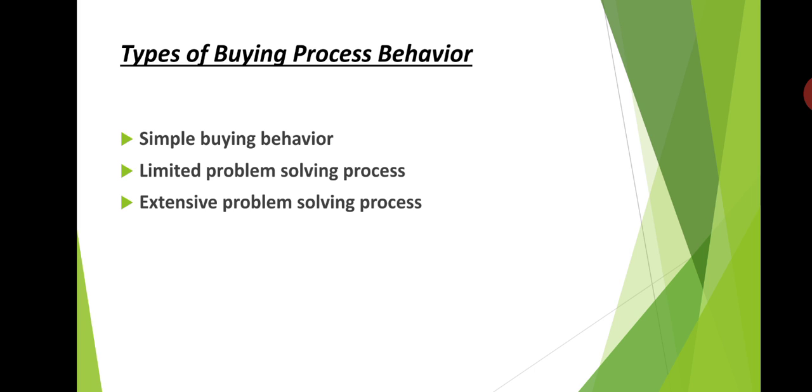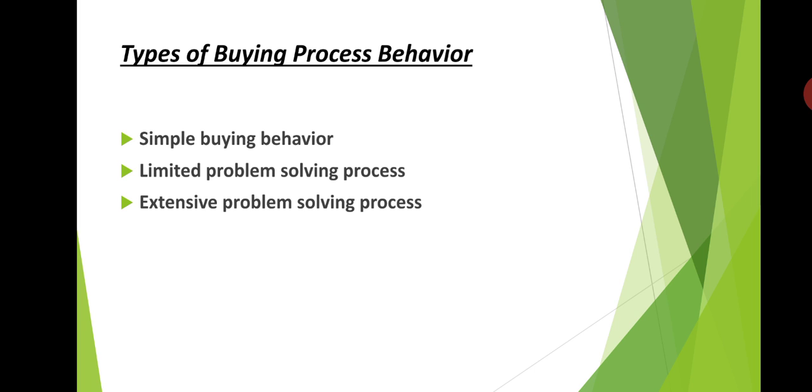Here the consumers have adequate knowledge about the products, and they have a clear preference for some brands. So consumers do not spend much time and effort in the purchase of these goods, right? In the simple buying process, consumers buy goods of everyday use like milk, soap, groceries or toothpaste, and they do not spend much time and effort in the purchase of these goods.